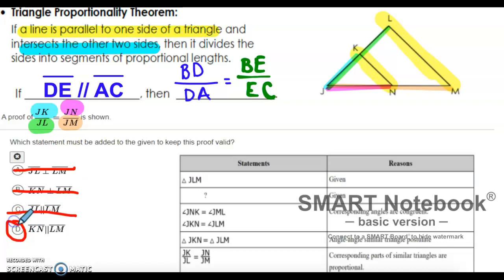D is saying. So letter D says segment KN, which is highlighted here in yellow, is parallel, remember the two lines next to each other, that's the symbol for parallel, to segment LM. So letter D here is the correct answer. That statement, segment KN is parallel to segment LM, has to be added to the proof as a given in order to keep the proof valid.